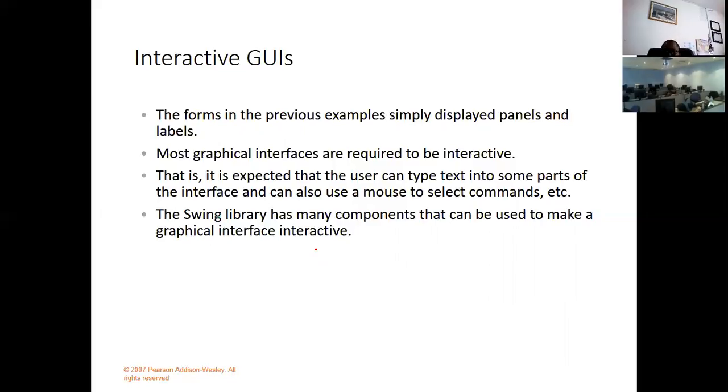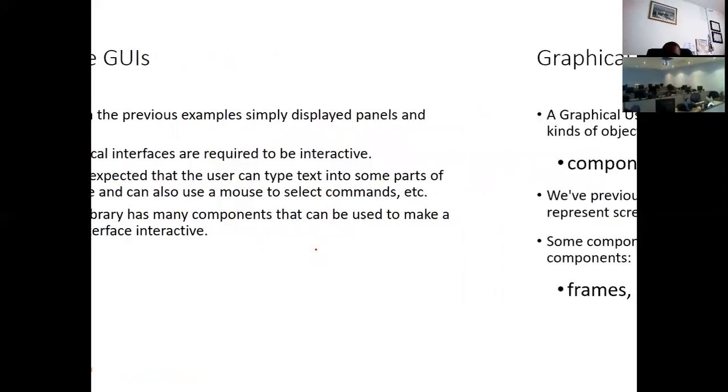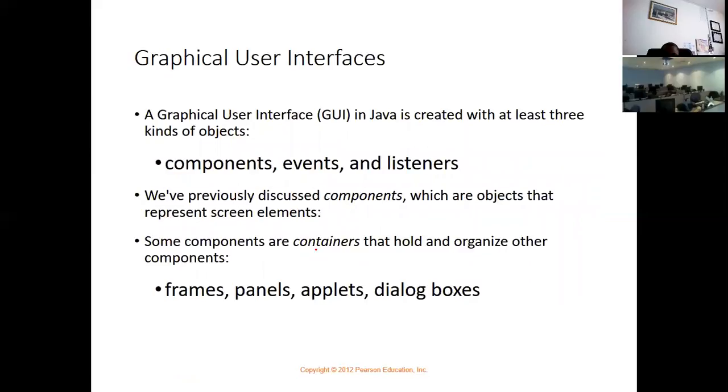So the forms in the previous example simply displayed panels and labels, and we need to use the Swing library and its many components to make our interface interactive. Now, in Java, there are at least 3 kinds of objects. There are components, events, and listeners. And I'm sure you can guess what those are.